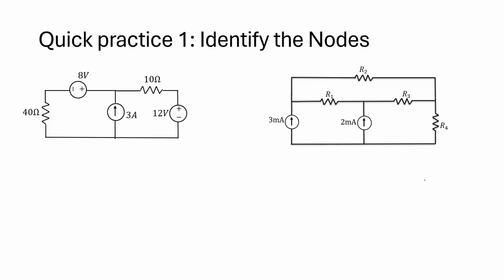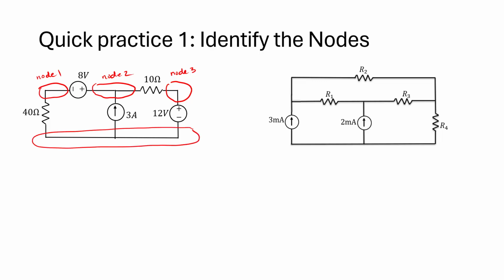So here we go, quick practice 1. Let's try identifying the nodes in these circuits. Remember that the nodes are the interconnections between components. So in this first example, we have a node here. I'll just call it node 1. And just kind of working my way around the circuit, I've got a second node here, a third node in the top right. And notice the bottom of the circuit, this whole area is connected by wire. So this whole area is sitting at the same voltage. The bottom of the circuit is my node 4.